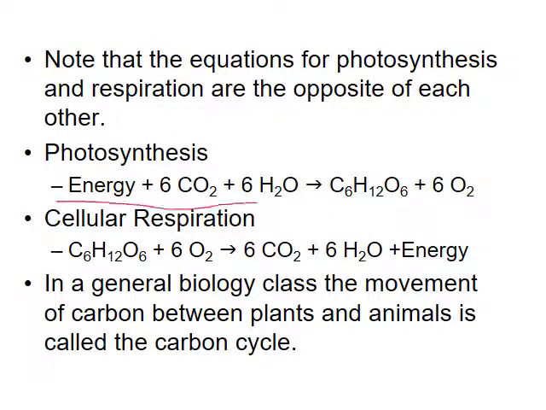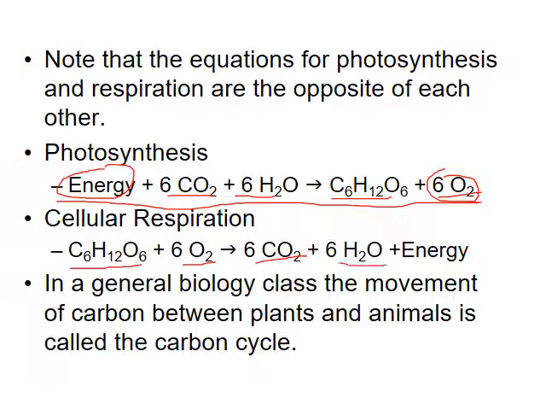So here's photosynthesis. It takes energy from the sun, combines it with carbon dioxide and water, forms glucose and oxygen. And then what we do is we do the reverse. We take the glucose, we combine it with the oxygen that the plants give off, form carbon dioxide and water and energy. And guess what? The carbon dioxide goes back to the plants and the water goes back to plants. And this is a cycle.